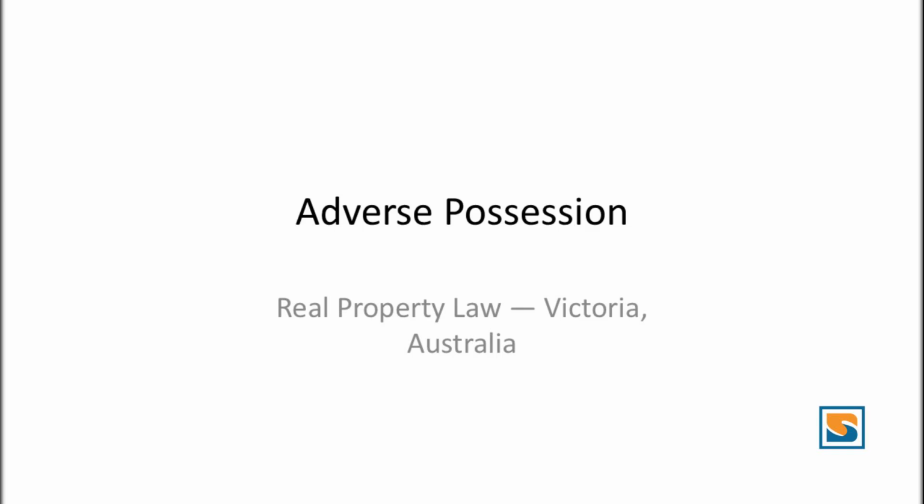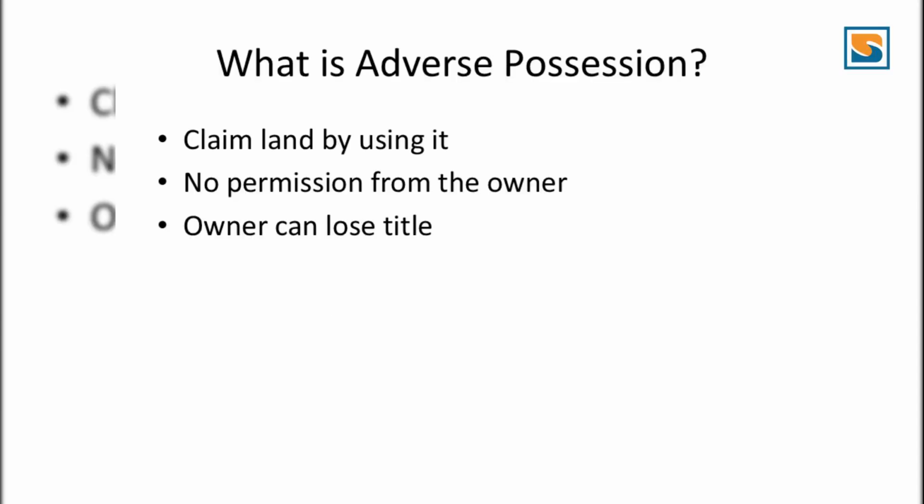In this video, let's break down adverse possession, often called squatters' rights, and see how it works in Victoria, Australia. So, what is adverse possession? Adverse possession means claiming legal ownership of land by using it, without permission of the real owner of the land. If you do this long enough and meet the rules, the true owner can lose their title.